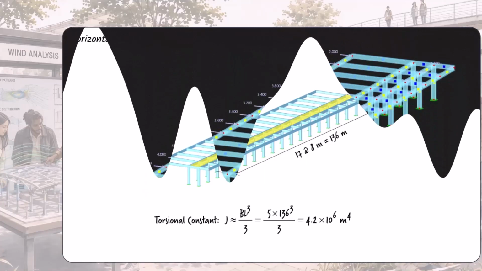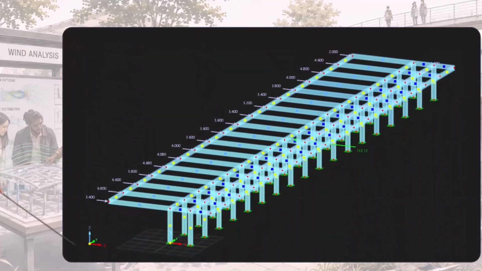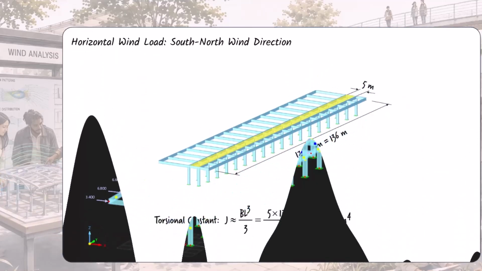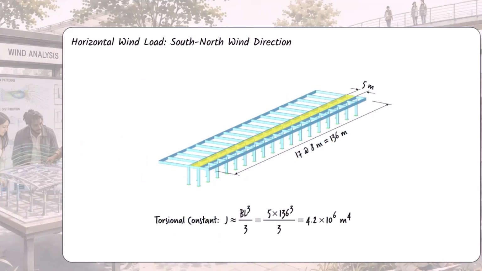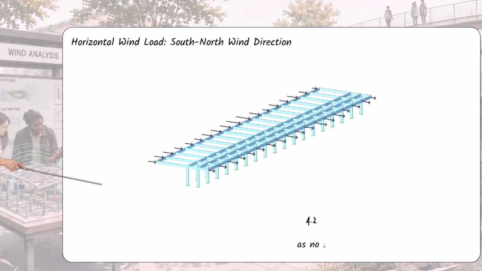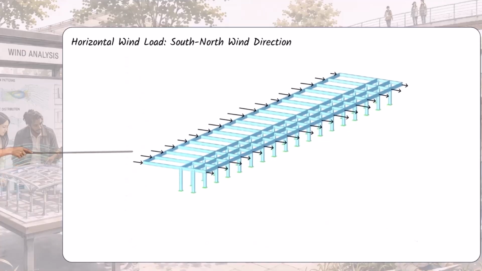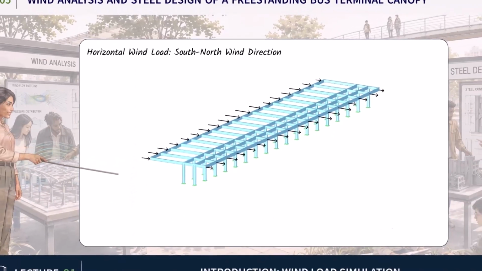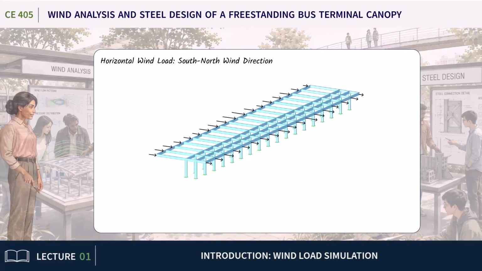The 3D structural analysis confirms this. Each column only sees about 0.01 kilonewton-meter of torque at its base. For all practical purposes, that is negligible, so torsion doesn't govern our column design. However, these horizontal loads do produce in-plane bending in the frames, so we'll still include them in our analysis.